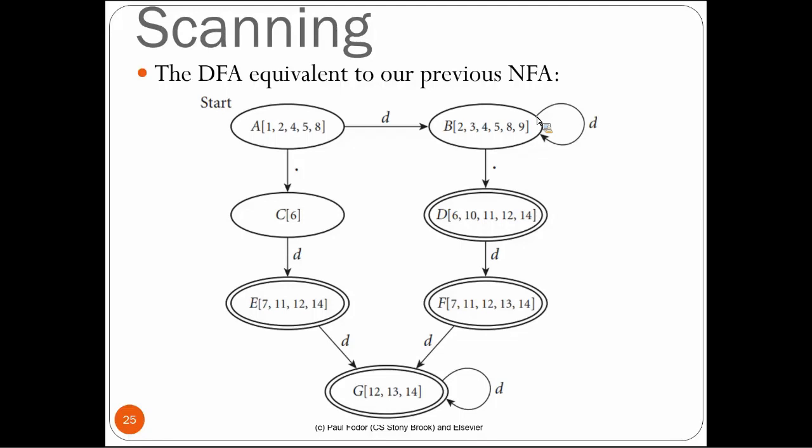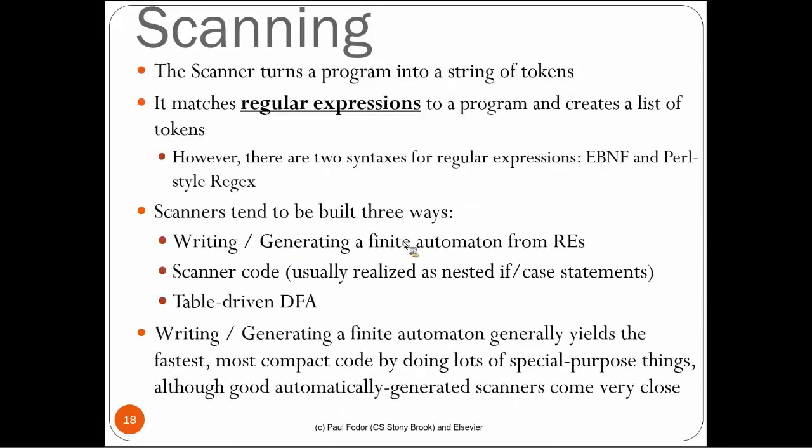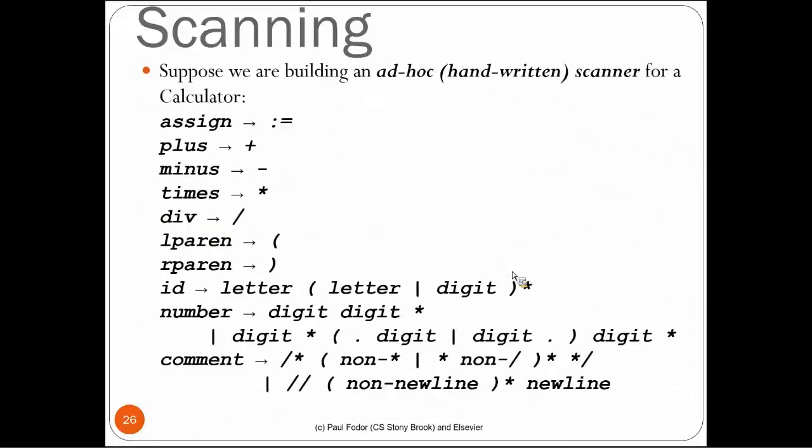So we said earlier that there are three different ways to construct scanners. One is to write and generate such a finite automaton. The second one is to write scanner code that you realize with if statements. So we are going to do the second case too. So suppose that we are building such an ad hoc handwritten scanner for a calculator.